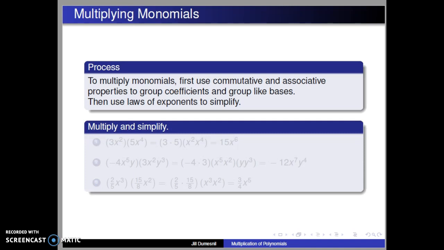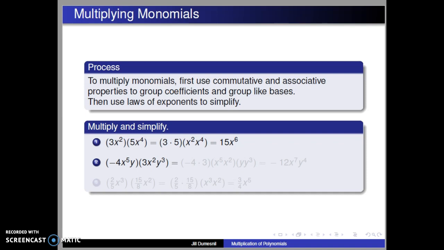Let's consider three examples. First, we want to multiply 3x squared and 5x to the fourth power. We reorder and regroup the factors to get 3 times 5 times x squared times x to the fourth. Then we simplify to 15x to the sixth.